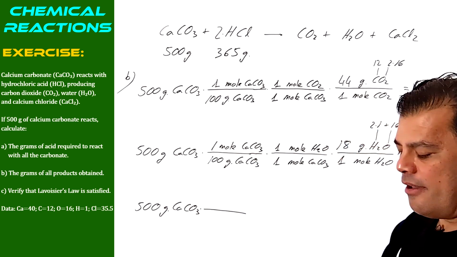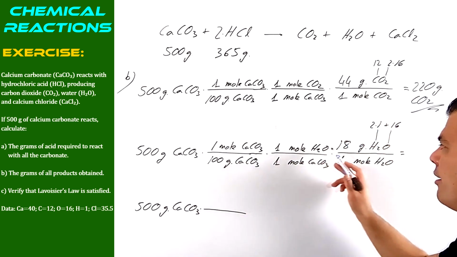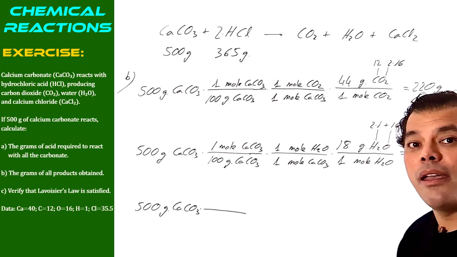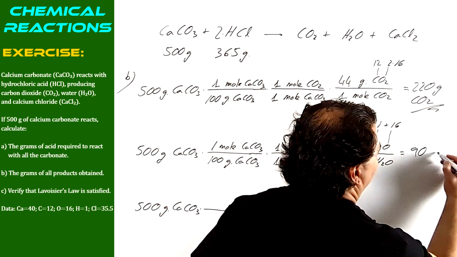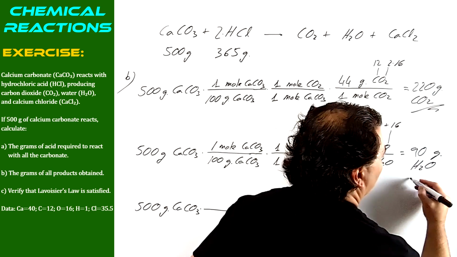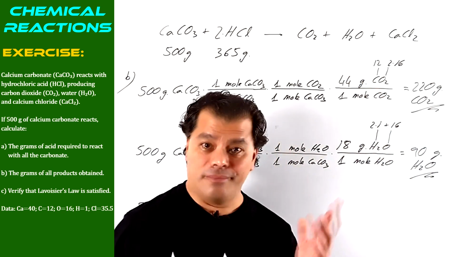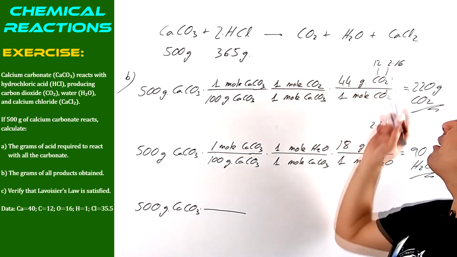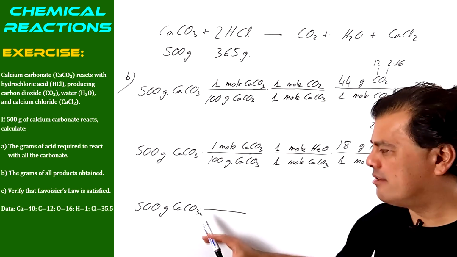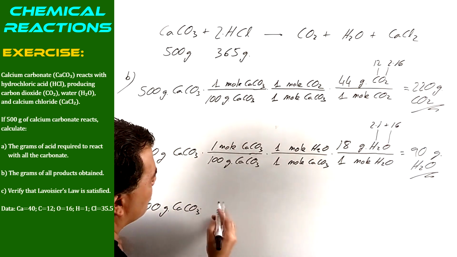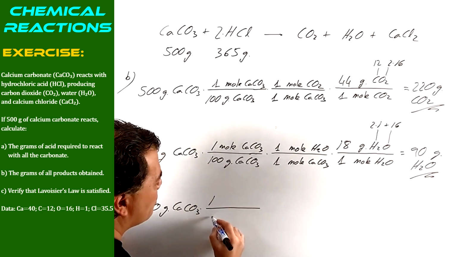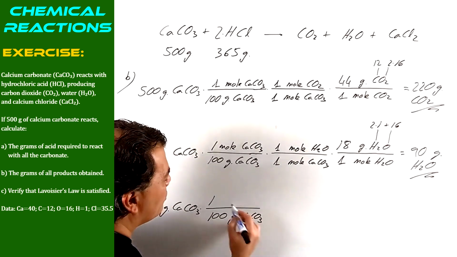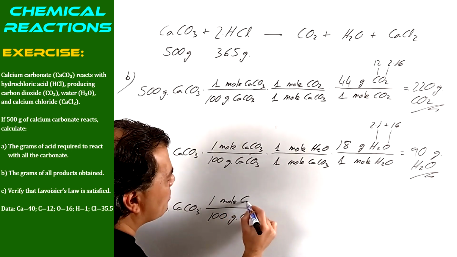Let's do it together. 500 multiplying 18 and divided by 100. It gives us 90 grams of water. 90 grams of water will be produced. Easy, right? And finally, we are using the same procedure to calculate how many grams of calcium chloride we are going to obtain. So the first conversion factor is always the same, because it serves to move from grams of calcium carbonate into moles of calcium carbonate.